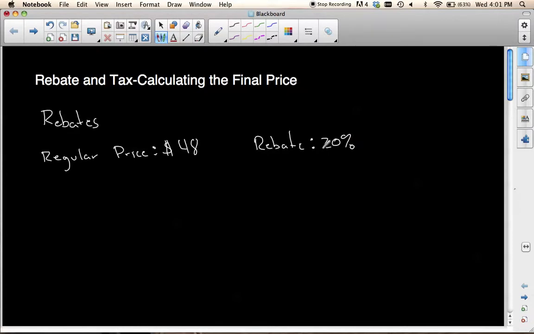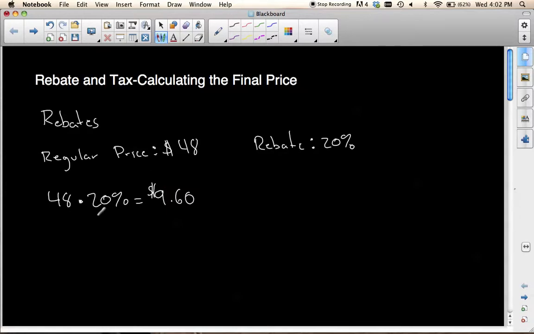So we calculate the rebate by basically going, all right, well, I have $48 and I get 20% off. So if I go 48 and multiply that by 20%, I will get $9.60. So that's all you really need to do to sort of figure out the rebate.